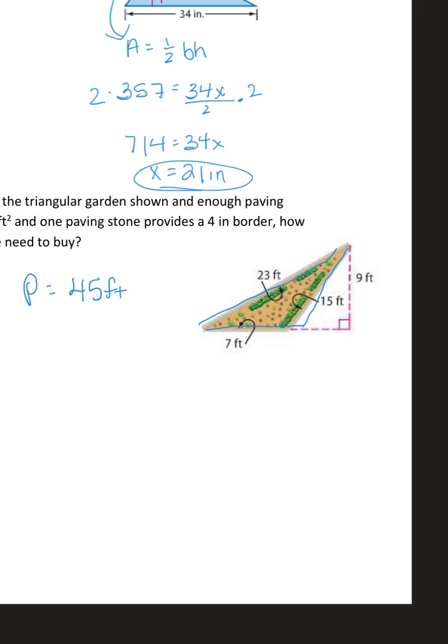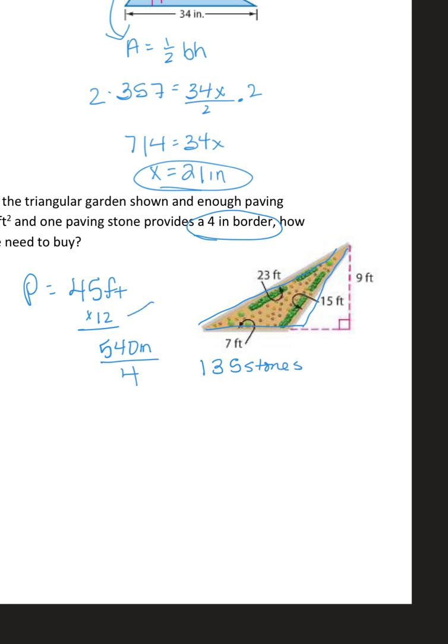All right, so each stone provides 4 inches of border, and I need 45 feet of border. So I'm going to figure out how many inches this is going to be by multiplying by 12. And I find out that this is really 540 inches. Now I know that each stone covers 4 inches. So we're going to take 540 and divide it by 4 to figure out how many of those stones we're going to need. And it turns out that we're going to need 135 stones.